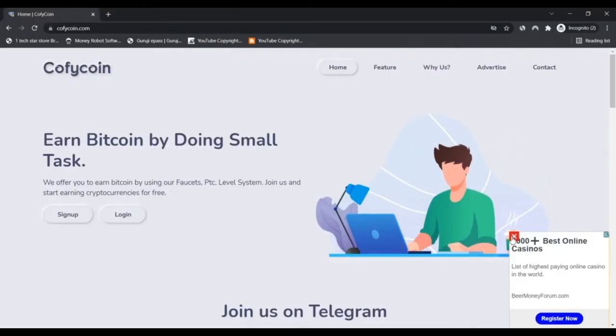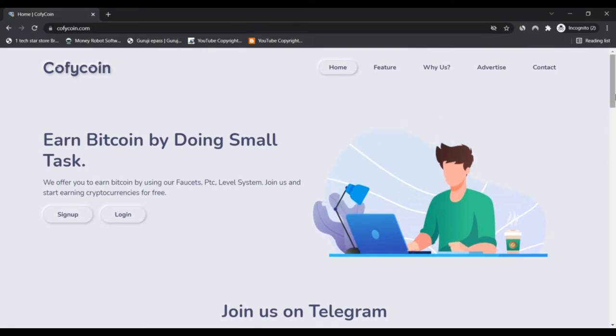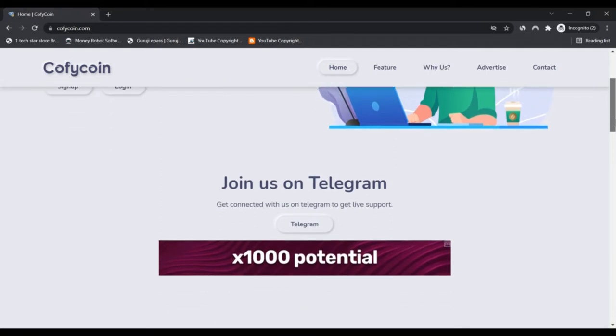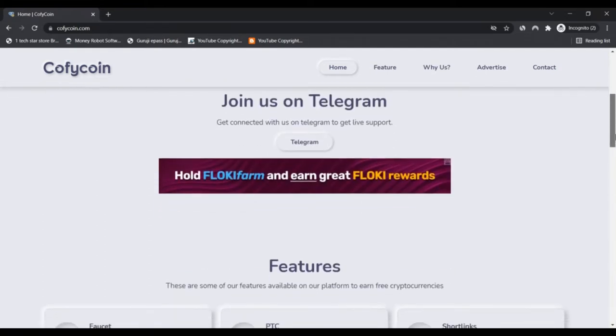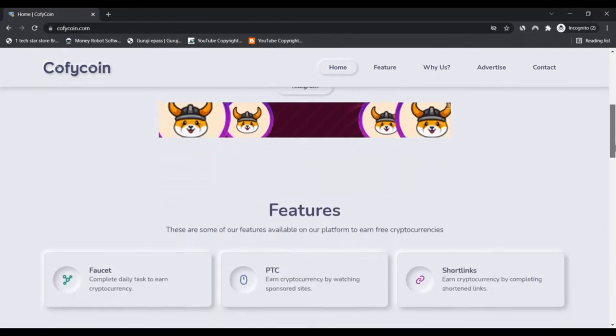Today we are talking about CofyCoin.com. Now, if it's a scam or legit, you should know about it. CofyCoin.com. Stay connected with this video to know this. CofyCoin.com might be a scam. The trust score of the website is low.